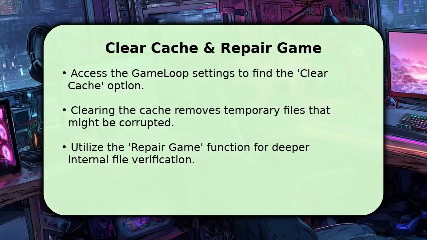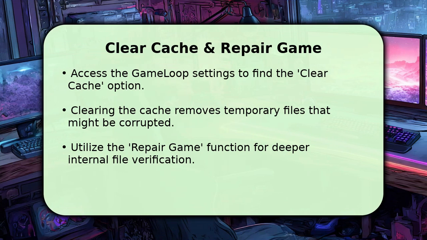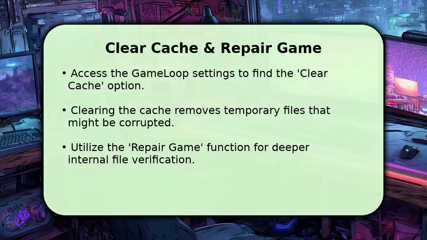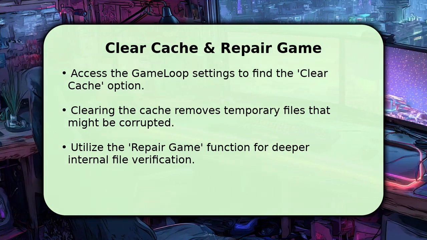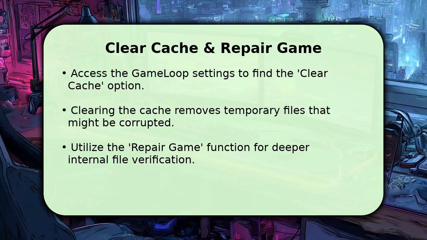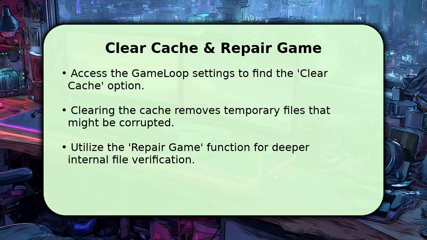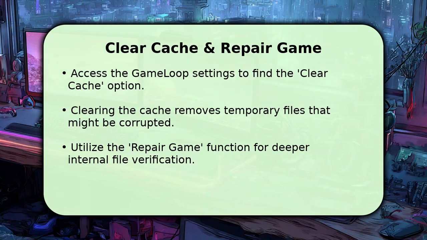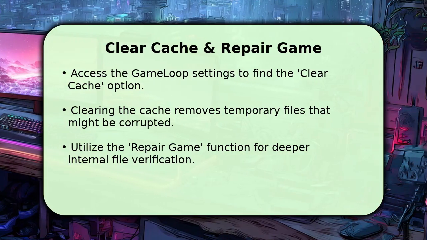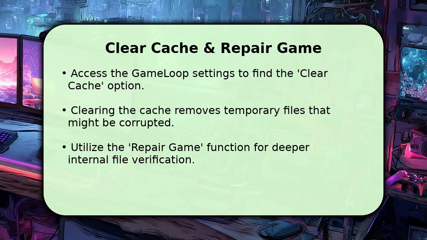Next, we will clear the cache within GameLoop. Open the GameLoop application, navigate to the 3 horizontal lines in the top right corner, and select Settings. Inside Settings, you will find an option to clear cache. After clearing the cache, consider using the Repair Game function if available for your specific title. This process checks for and fixes any corrupted game files, which is a common source of various errors.